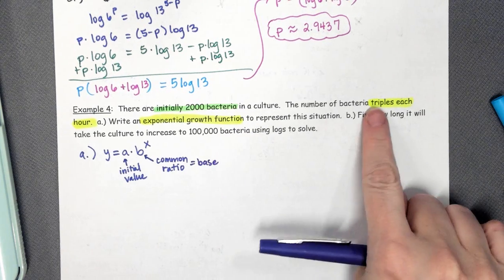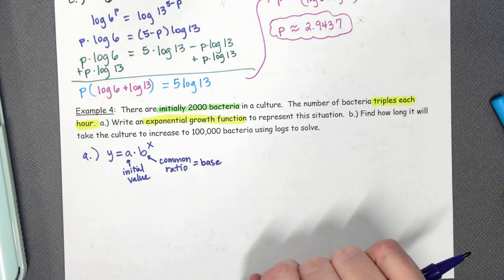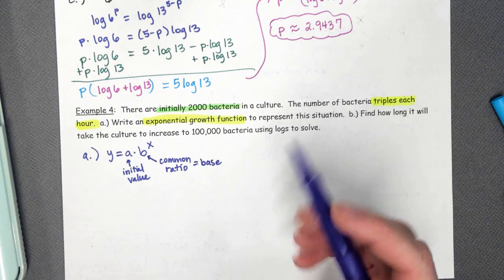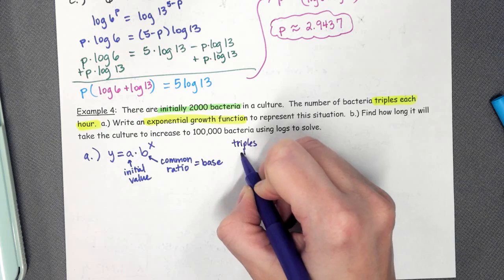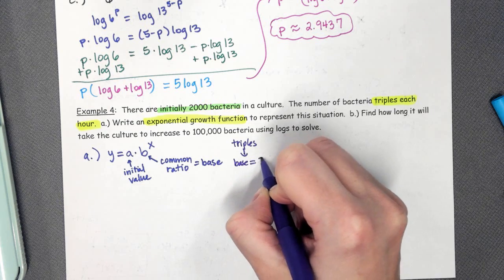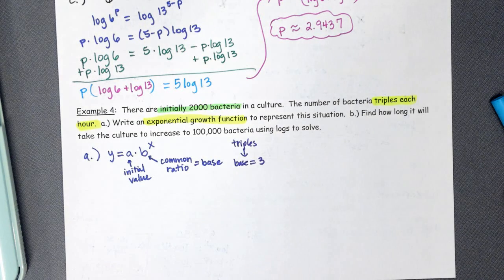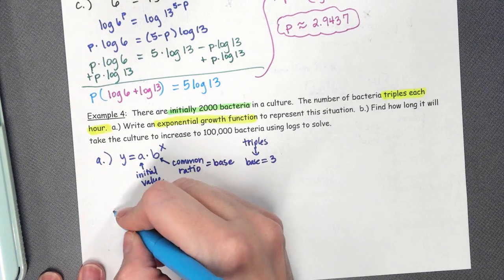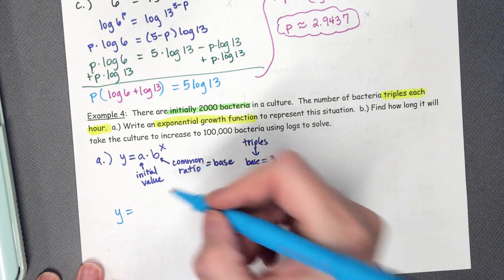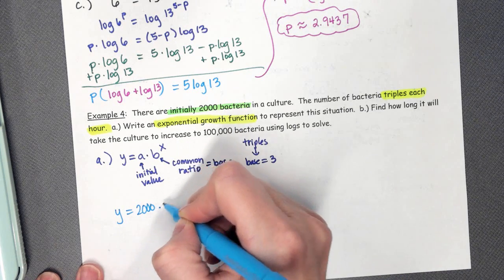Okay, so if it's tripling each hour, what would you suspect our base would be? Yup. Okay, so if it triples, your base is 3. If it doubles, your base is 2. If it quadruples, it cuts it in half, 1/2. Okay, so what we're going to do is write this as y equals 2,000 times 3.